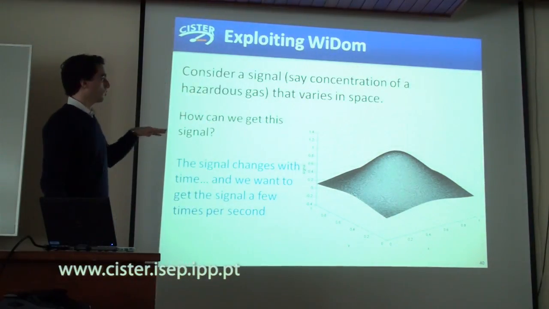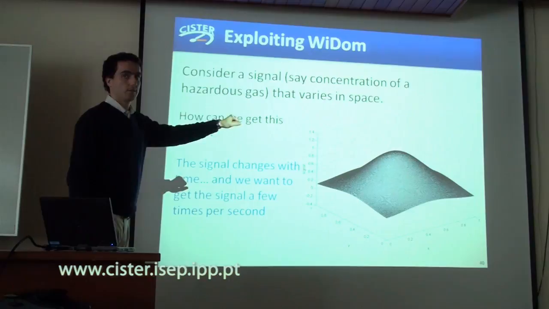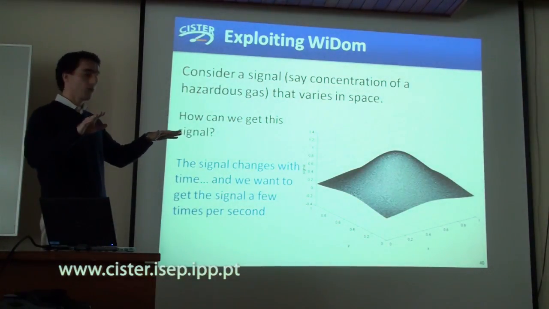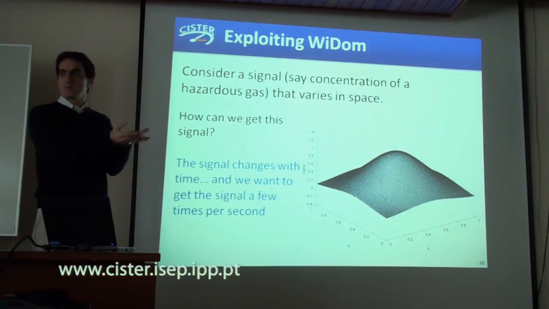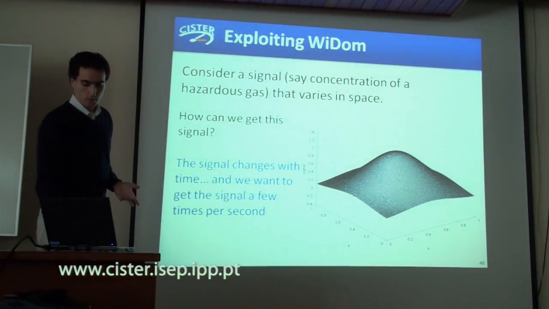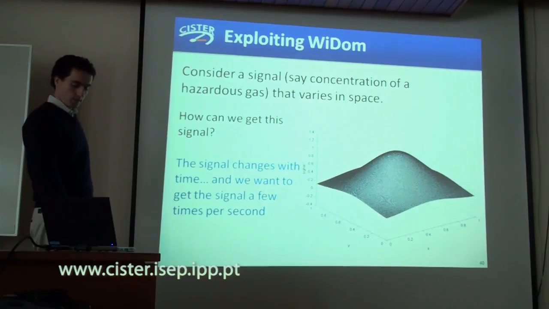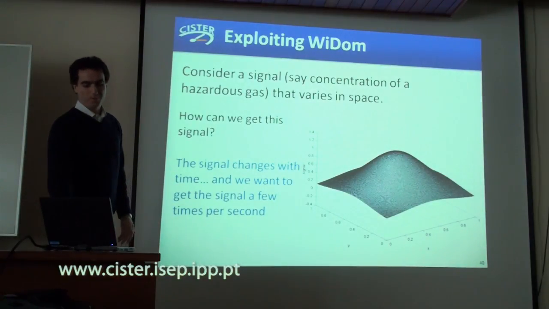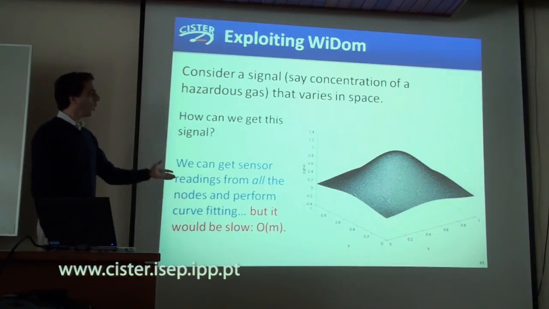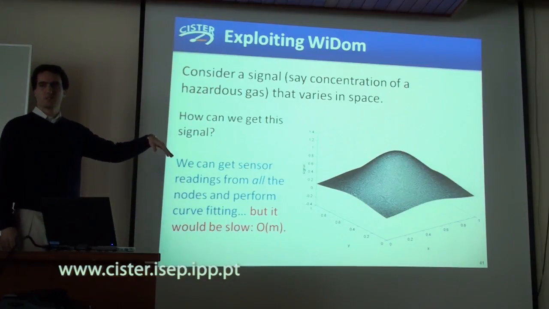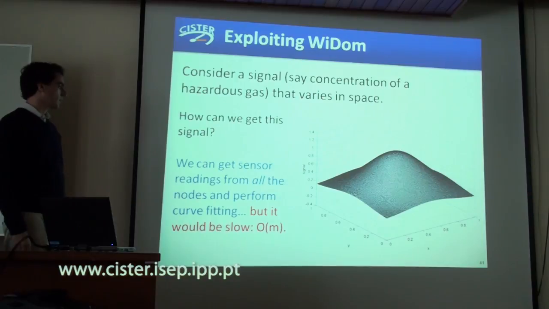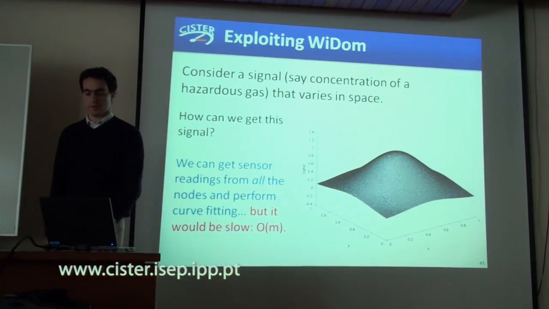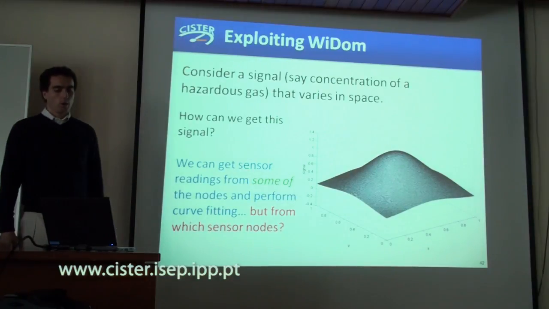Okay. So we would have to get all the sensor data, gather this shape of the signal, but then we would have to do it again because the signal has changed, and we would have to be able to do this fast. So, say a few times per second. So, getting all the sensor values is probably not a good idea because that will probably take a lot of time, and it will depend on how many sensors you have deployed there.